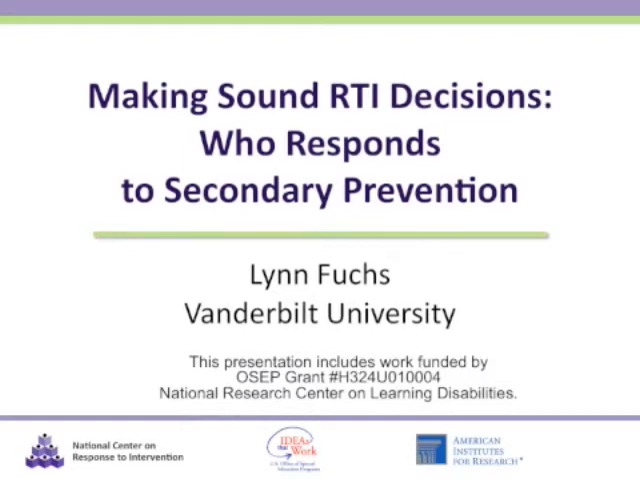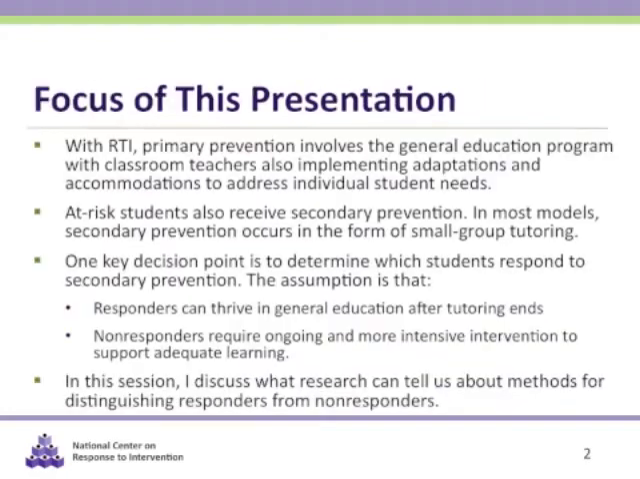Today we're going to be talking about making sound RTI decisions, and we're going to be talking about who responds to secondary prevention, which is sometimes referred to as Tier 2. So like I said, in this session, we're focusing on RTI, which is a multi-level prevention system. Today, I'll be referring to the first two levels of the prevention system.